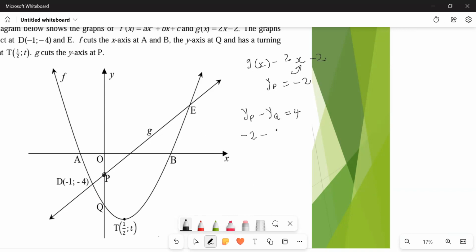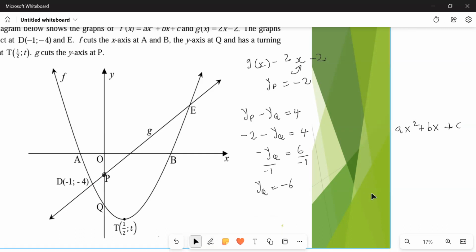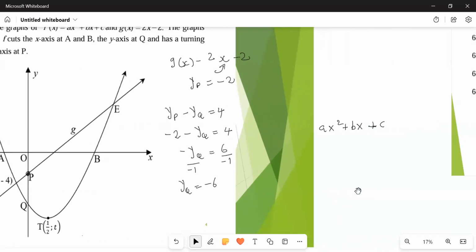If I have minus 2 minus y of q is equal to 4, meaning that minus y of q is 6. Therefore divide by -1. Because we move this 2 to the other side, 4 plus 2 is 6. Meaning that my y of q is minus 6.